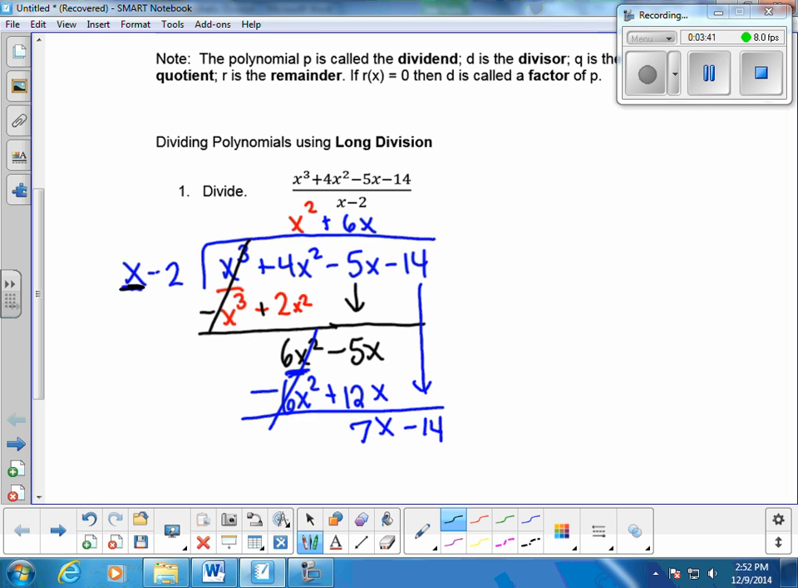We ask ourselves, this times what gives us this first term? So for us to get from here to here, we need a 7. So I'm going to say plus 7. Once we determine what this is, distribute back. 7 times x is 7x. And then I say 7 times negative 2 is negative 14. Our subtraction step would have us change all the signs. And our remainder is 0. So this polynomial divided by x minus 2 is x squared plus 6x plus 7.